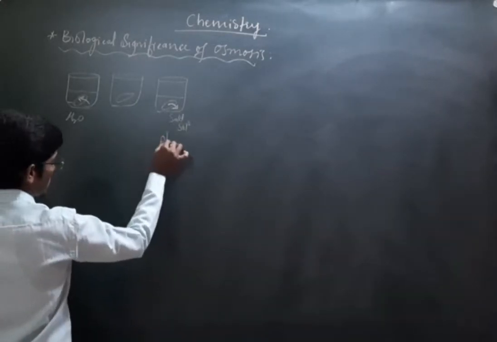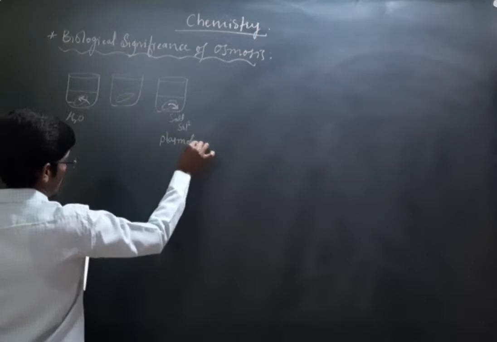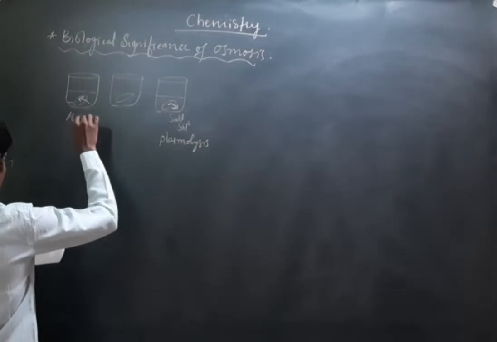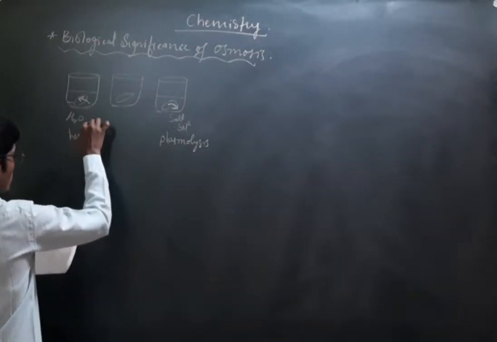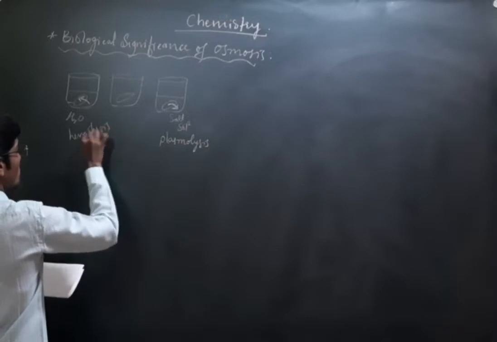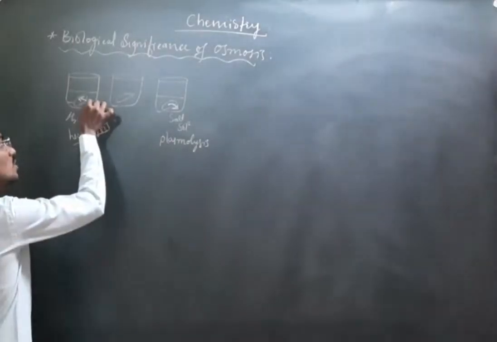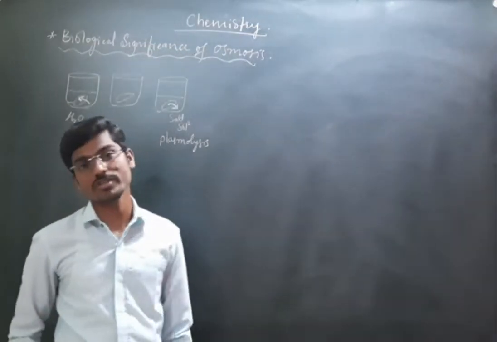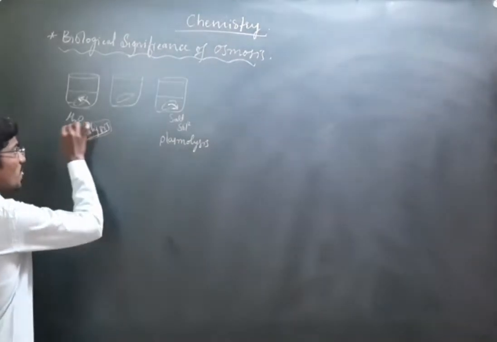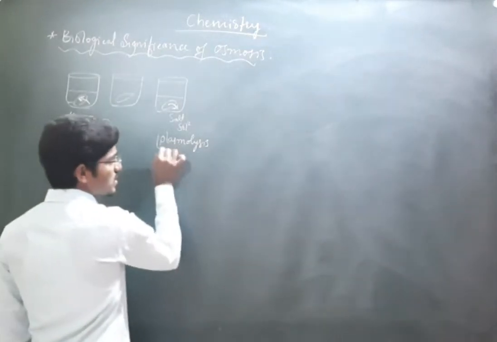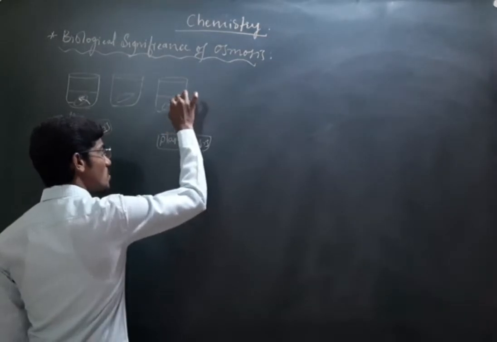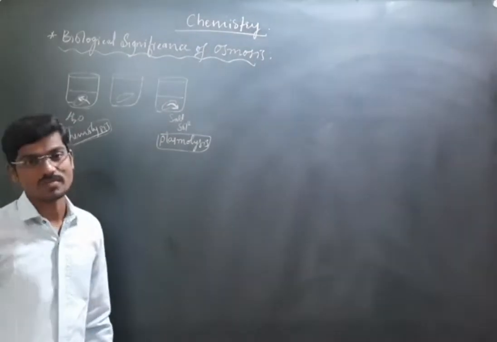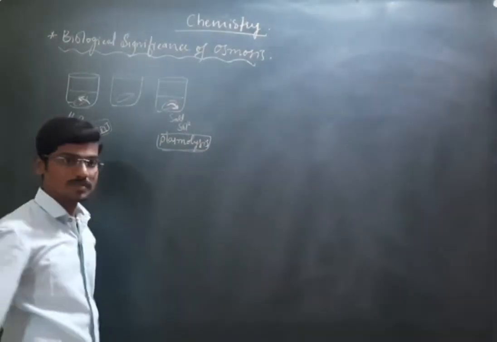This is plasmolysis, whereas the second one is hemolysis. The process in which the water molecules enter into the cells, resulting in the swelling or rupture of the cell, is known as hemolysis, whereas plasmolysis is a process in which the water molecules come out of the cell, resulting in the shrinking of the cell.